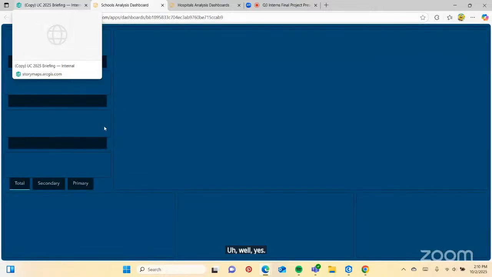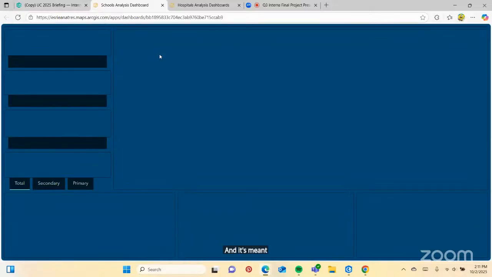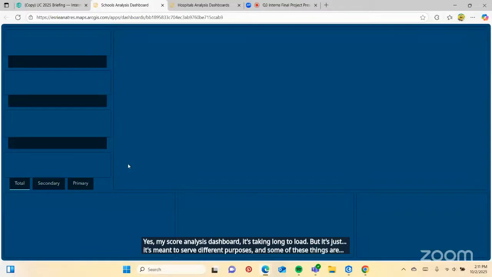So this is my school analysis dashboard, and it's meant to serve different purposes. It's taking long to load, but some of these things are, I've used it to map the distribution of schools by type.